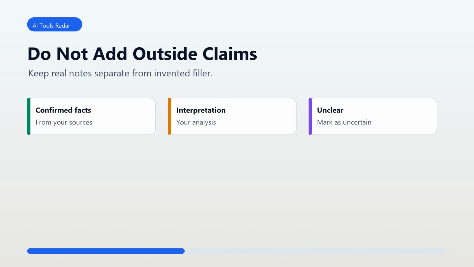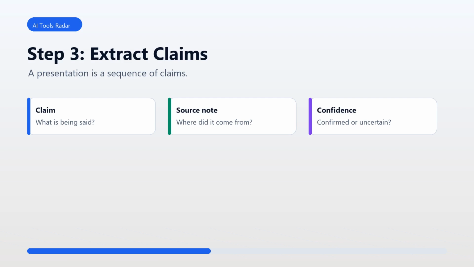Then paste your notes into AI and say, summarize these notes into key points. Separate confirmed facts from interpretation. Do not add outside claims. If something is unclear, mark it as uncertain. That sentence matters. Do not add outside claims. It keeps AI from mixing your real notes with invented filler.